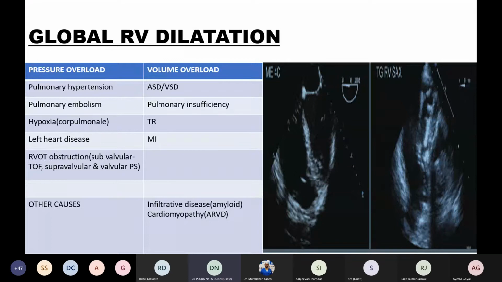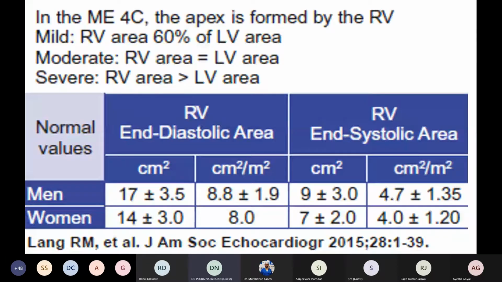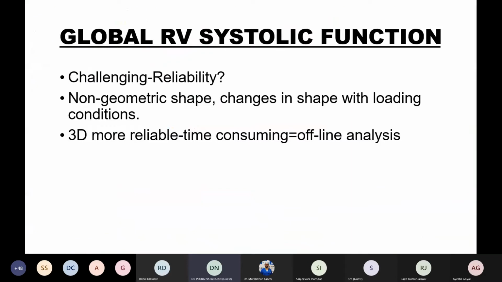In global RV dilatation, we can look at pressure overload or volume overload conditions as mentioned here, and we can differentiate. So these are the end diastolic area and systolic area, the cutoff in men and women. Usually if the RV area is 60% of the LV area, it is called mild enlargement.